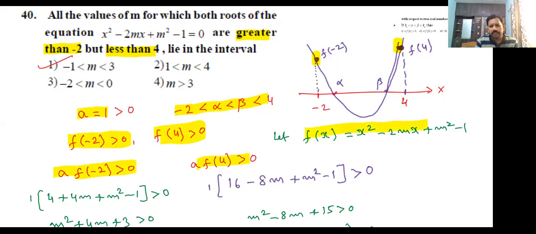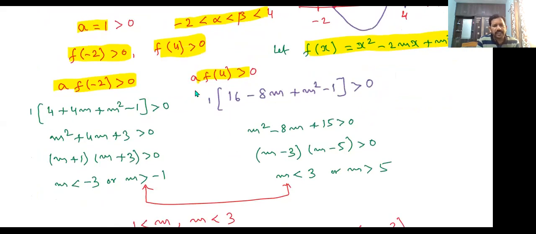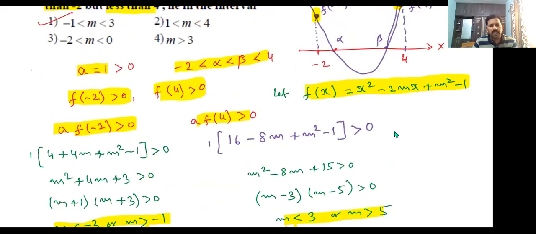So f of x is the given quadratic equation. Substitute those values here. So you will get the conditions after calculation. By observing the options, these two numbers are there. So finally, we get the answer: minus 1 less than m less than 3. M belongs to minus 1 comma 3. Okay, which option is correct? First option.